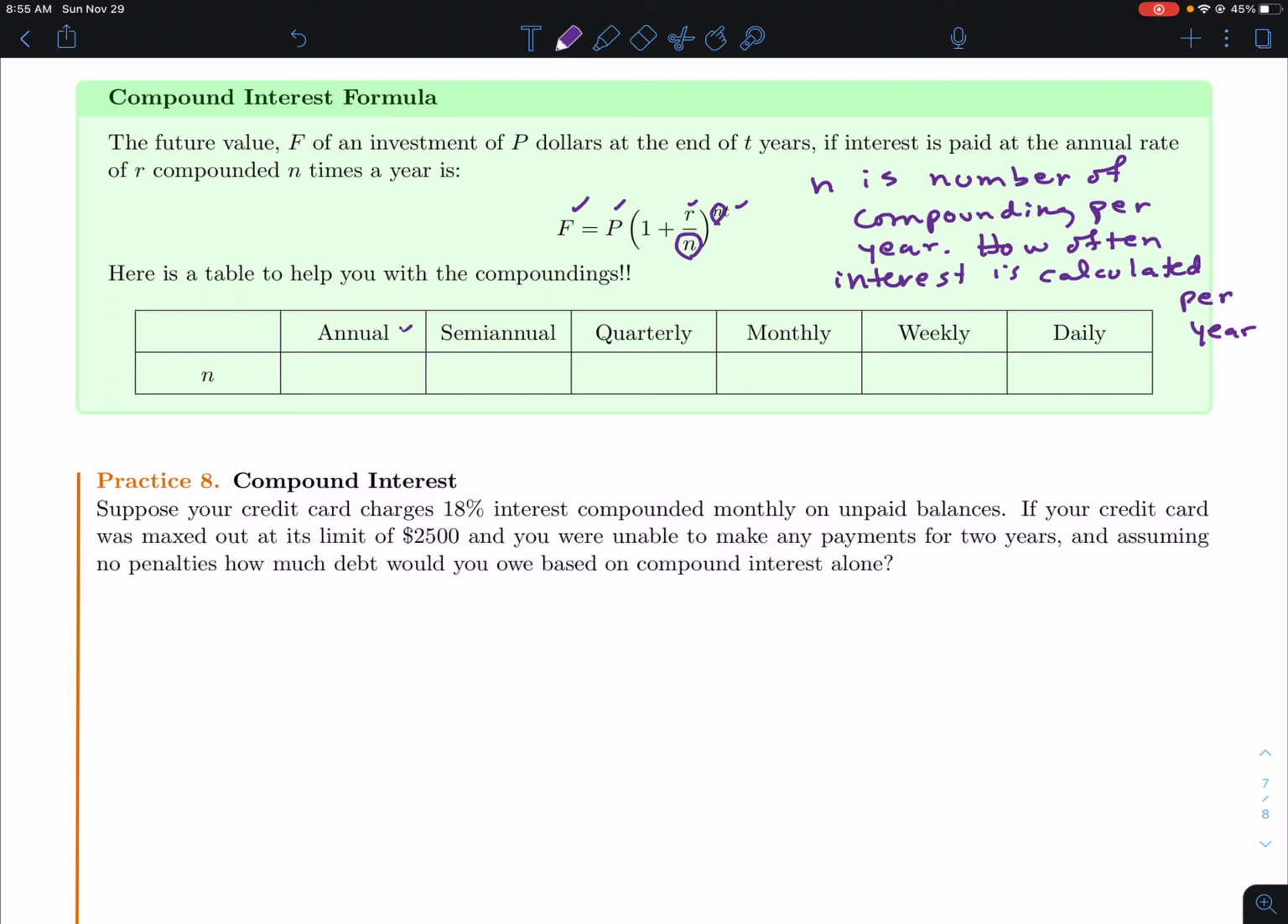So if interest is compounded annually, that means it's compounded one time a year. So in this case, we'll get n equals 1. So semi-annually means it's compounded twice a year. So in this case, n will be 2. Quarterly means it's 4 times a year. So we'll get a 4 for n. Monthly means 12 times a year. So n will be 12. Weekly would be 52 times, every week. So 52 times a year. And daily means at the end of every day, they'd calculate the interest. So it would be 365 in that case.